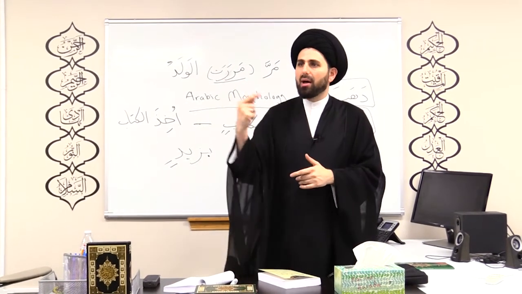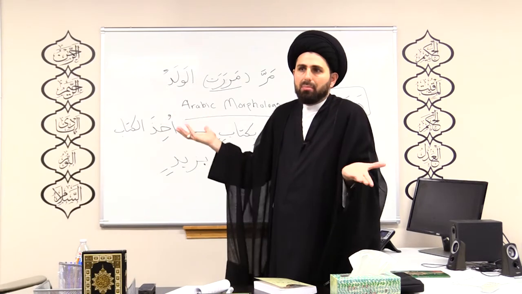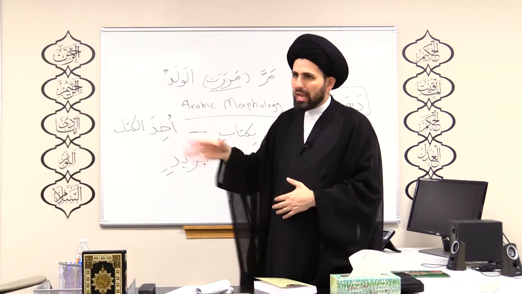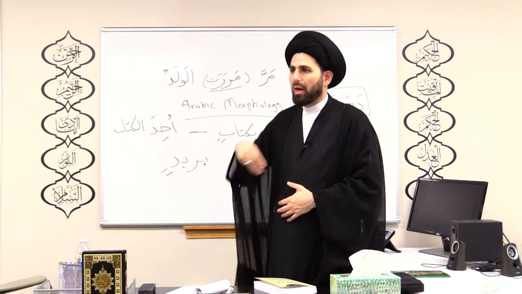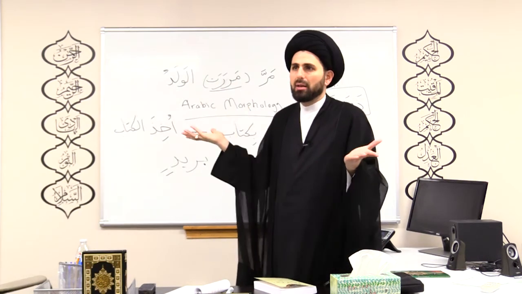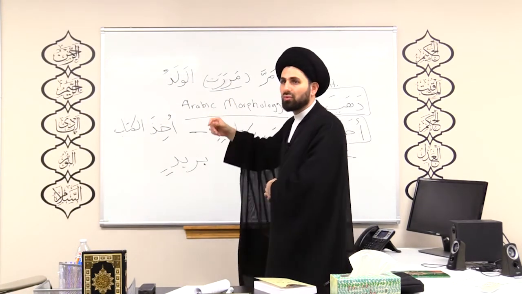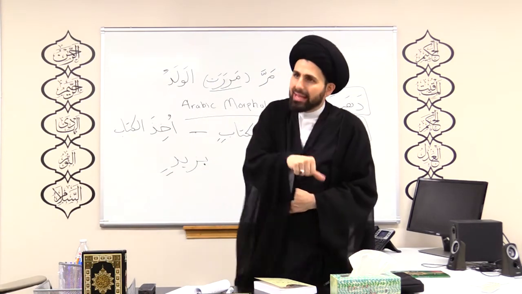So summarize it for me. Why did we need that ba there? Darabtuhu, we didn't need any ba. I hit him. Daraba Aliyun Zaydan. Ali hit Zayd. Daraba Zaydan. He hit Zayd. I didn't need any ba. But when it comes to pass, marartu bi'aliyin. I passed by Ali. Marartu bihi. I passed by him. Why do I need that ba? Summarize this for me.